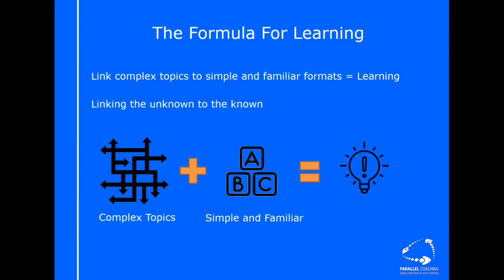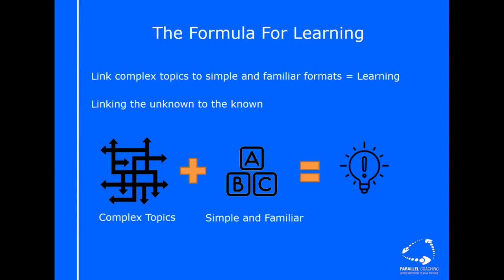So the formula is to link things that you don't know, so this new thing we're trying to learn, and then link that to something that is already familiar to us that we do know. And that's what creates learning. So for example, the complex topic could be energy systems.